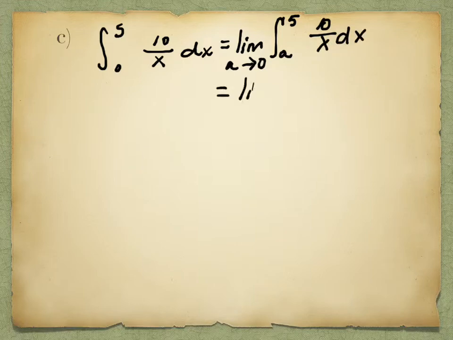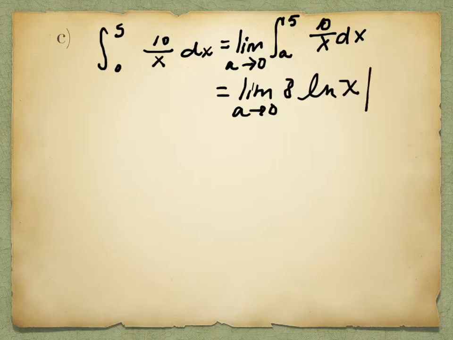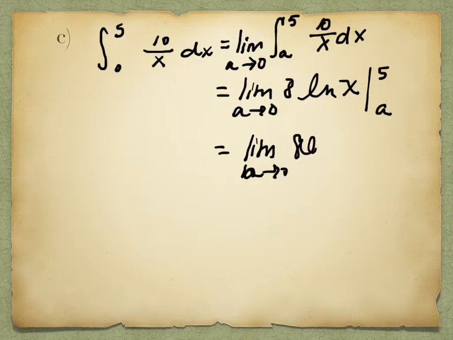Now, the integration for that, as you know, is a natural log. So this is a natural log. You can put absolute value signs if you'd like, but because this is going from 0 to 5, they're all positive anyway. So I'm just going to put the 8 in front and then natural log of x. We're evaluating this at 5 and at a. Okay, and then we have 8 ln 5 minus 8 ln a.